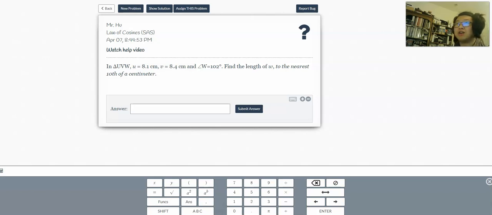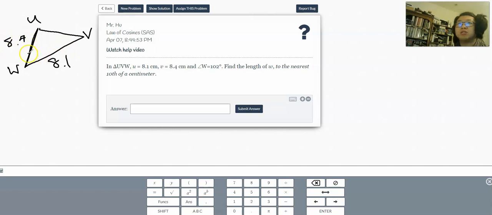So let's first draw the triangle we're talking about as I read the problem. We have a triangle UVW. And we have it given that the side U is 8.1, the side V is 8.4, and that the angle W is 102 degrees. Okay, so there's our picture.